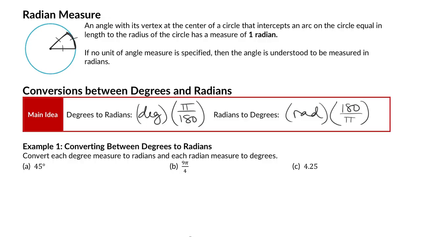So those are the 2 conversions we're going to need, and that's basically the main idea of today: to be able to convert back and forth between degrees and radians, and radians and degrees, so that we can do any angle no matter how it's presented to you.